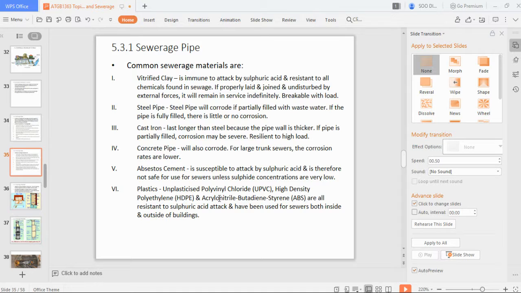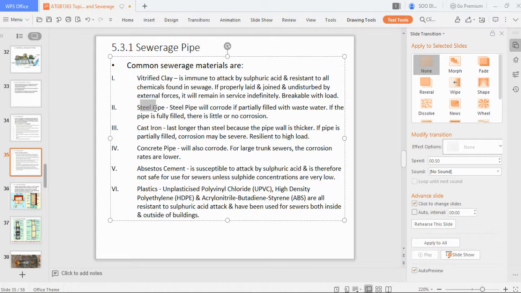Okay, so we have our common sewage material. This is for our piping. So we have vitrified clay, and then we have steel pipe, cast iron, concrete pipe, asbestos cement, and then plastic. So there's a variety of material which can be used as piping material for sewage. Usually steel piping is what you will find in a sewage treatment plant to transport the wastewater from a section of the tank to another section.